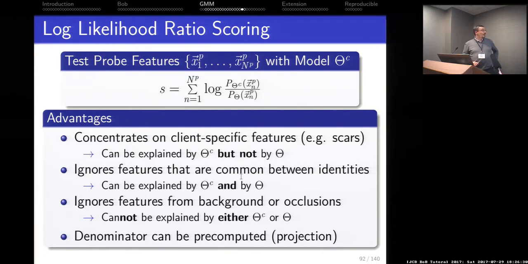And one interesting thing is that the denominator can be pre-computed. So that's something that needs to be computed only once per probe. And that's something where we abuse the projection step to pre-compute that.